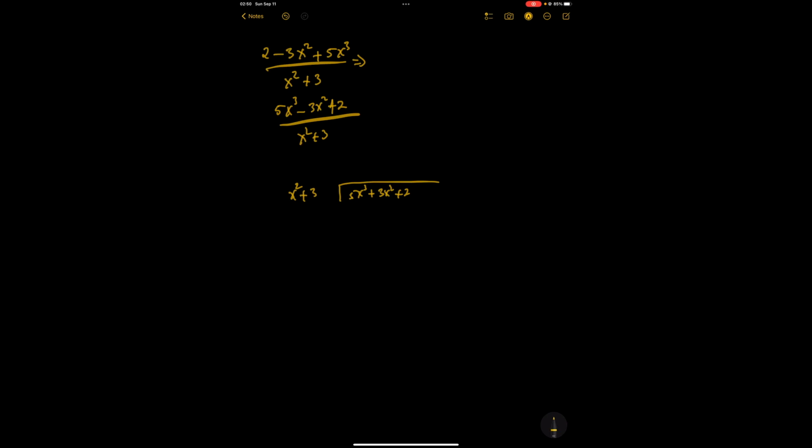All right. So what would x squared and 3 have to do with this part right here? So we have an x cubed right here and x squared under 5. That'll be 5x. Right? So 5x times x squared will be equal to 5x cubed. And 5x times 3 is equal to 15x. But wait a minute, we don't have any x right here. Well, this is where the problem becomes.